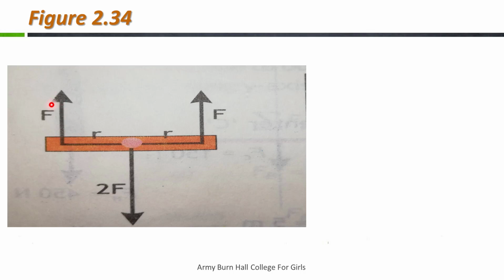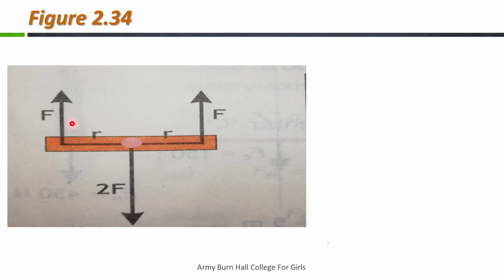You can see this force is applied in the upward direction, this force is applied in the upward direction, and this force is applied in the downward direction. So you can see that upward forces are balanced by the downward forces. According to the first condition of equilibrium, the sum of all the forces must be 0. By convention, upward forces are taken as positive and downward forces as negative.